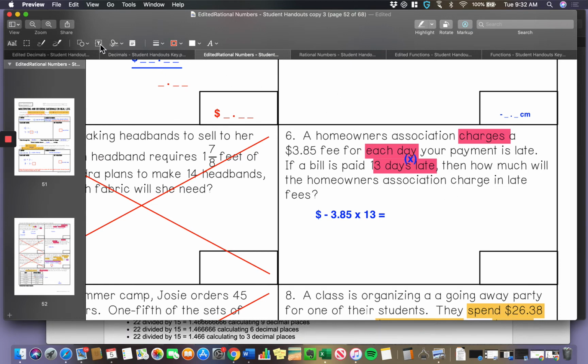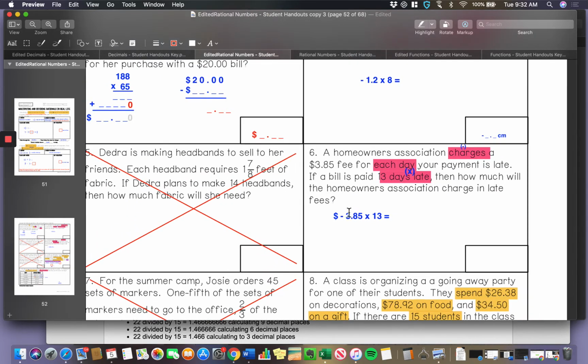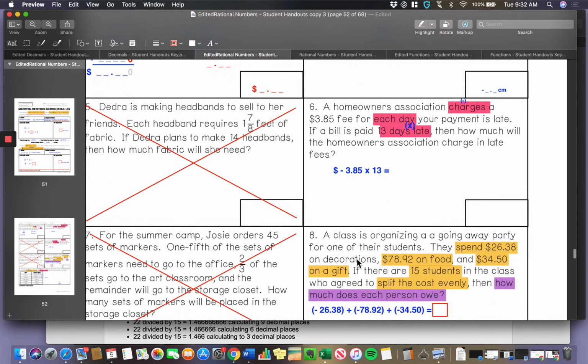And again, remember, if we are charging something, it is a negative. So we have negative dollars, right? So we are negative $3.85 here times the 13 days late will give you your answer of however much the homeowners association charge in late fees will be. Remember, a negative times a positive is a negative.